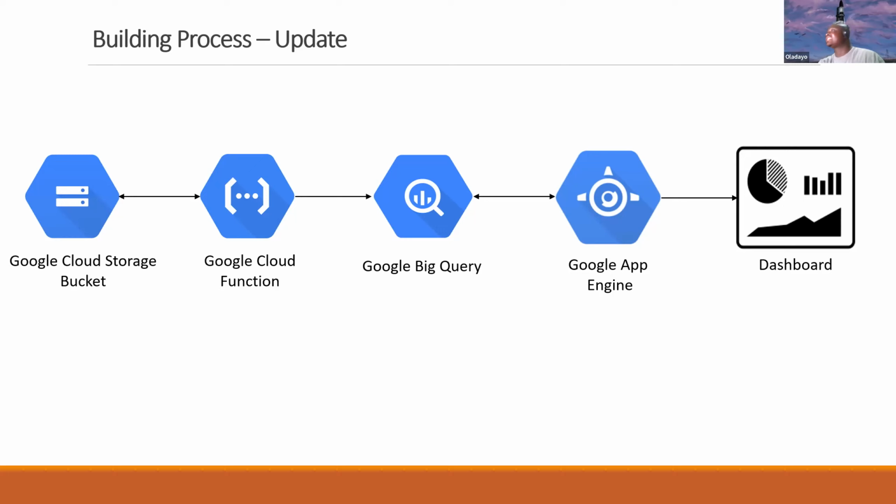So yes, I changed this to BigQuery, and then the Google App Engine reads data from BigQuery, and then you have a dashboard there. So nothing has really changed except for the middle point in this architectural diagram, which I've replaced. Instead of being an Excel file in Google Cloud Storage, I'm actually using Google BigQuery.